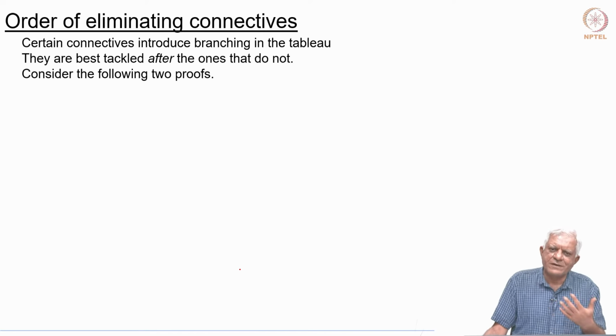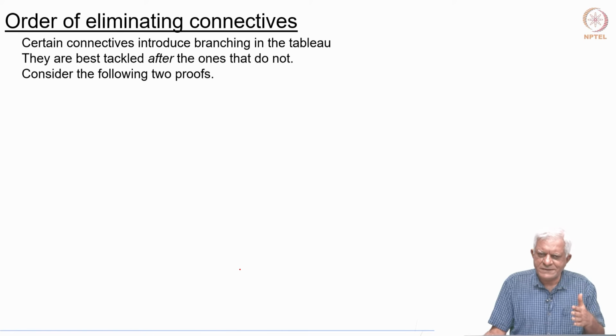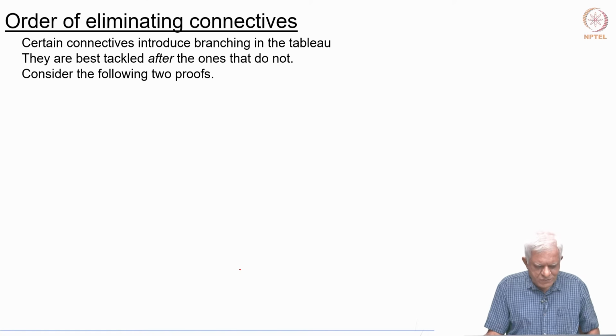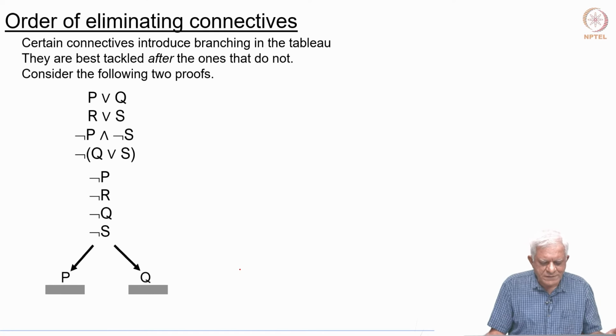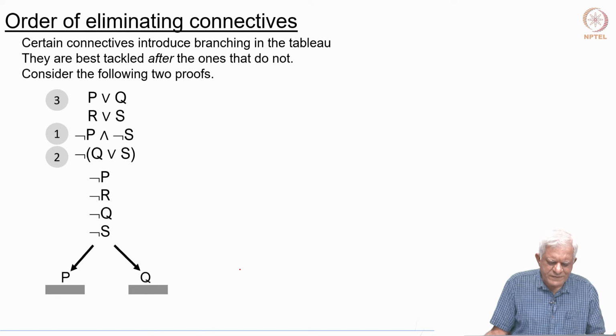If you want to keep it compact, it is better to do the ones which are not branching first and do the branching ones later. So, look at the following two proofs here. This is a different set of formulas that we want to show to be unsatisfiable, and it is unsatisfiable.